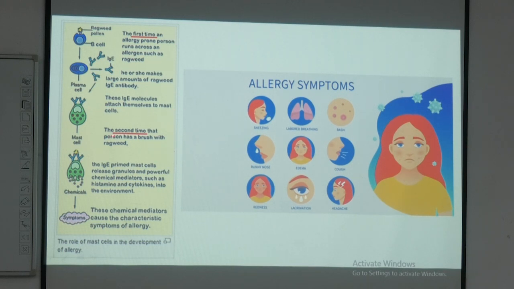And when the antigen is entering for the second time, they already have this IgE attached on the surface of these mast cells. So when the antigen is interacting with this antibody attached on the surface of these mast cells, they release chemicals. And these chemicals will produce all these symptoms.